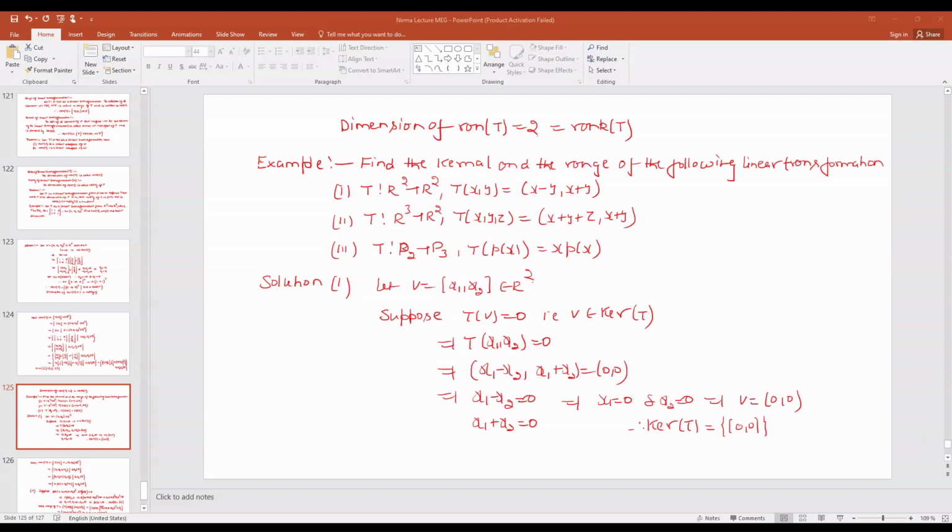So we have learned what the range of T is, the kernel of T, and the nullity of a linear transformation.